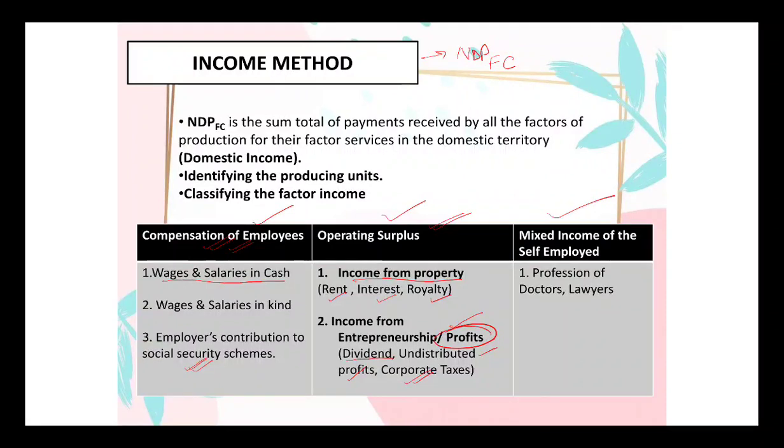So always remember, under the profit we have three subcategories. One is the dividend, also known as the distributed profits. The other is the undistributed profits or retained earnings, and the third is your corporate taxes, right?